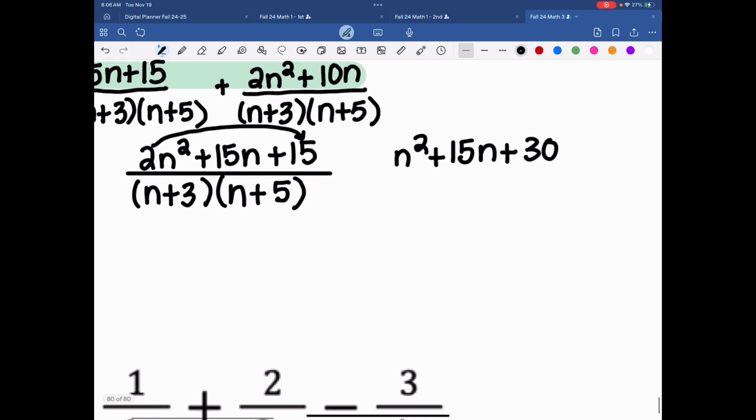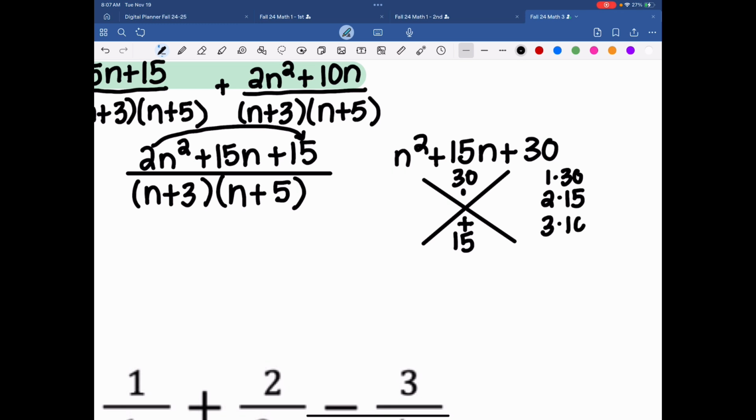So we're going to look to see what multiples of 30 could potentially give us 15. So what two numbers multiply to give me 30, but add to give me 15? I have 1 and 30. That's not going to work. We have 2 and 15. Then we have 3 and 10.